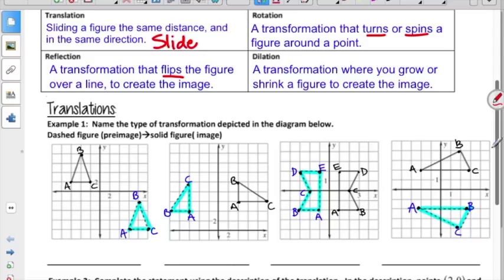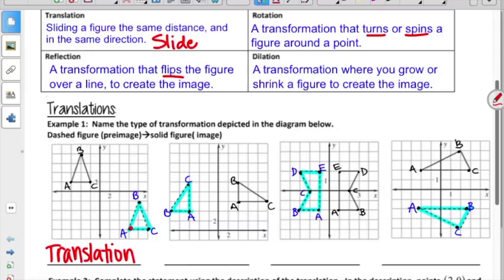So the first one is a translation. And what we've done is we've taken triangle ABC, the blue one, that's our pre-image, and we've translated it or moved it to create triangle A prime, B prime, C prime, which is our new figure or our image.